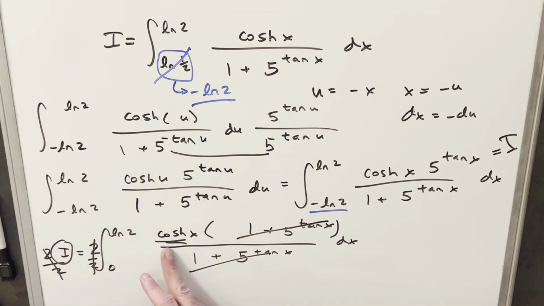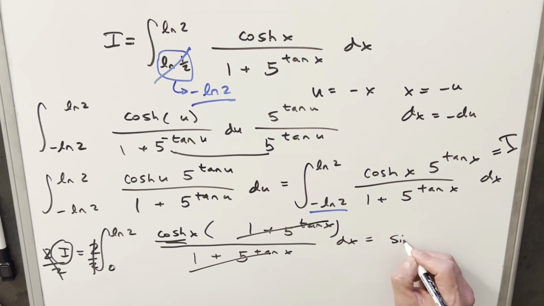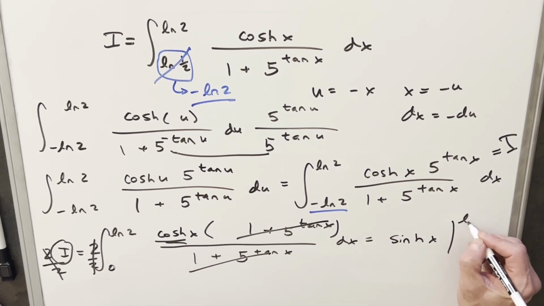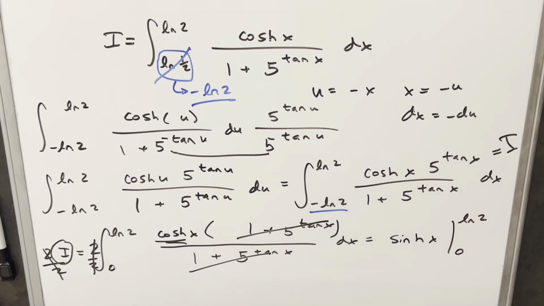But the other good news is cosh x is a really easy integral. The integral of cosh x is just sinh x. So all I need to do is evaluate sinh x from 0 to ln 2. To make it easier, I'm just going to write out the definition of sinh x. So sinh x is the same thing as e to the x minus e to the minus x, over 2.